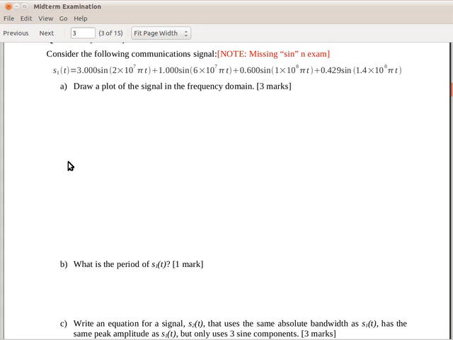And the plot of this signal in the frequency domain is simply impulses at each of those component frequencies with amplitude equal to the peak amplitude given in the equation, the value of A. First component, 3. Second component is 1, and then the other 2. So that's our plot given in the frequency domain of that signal.